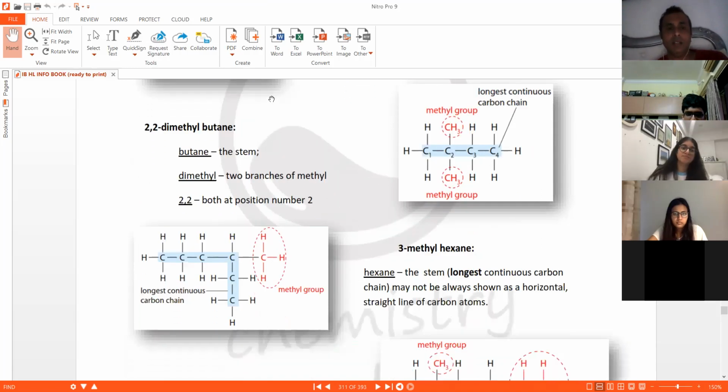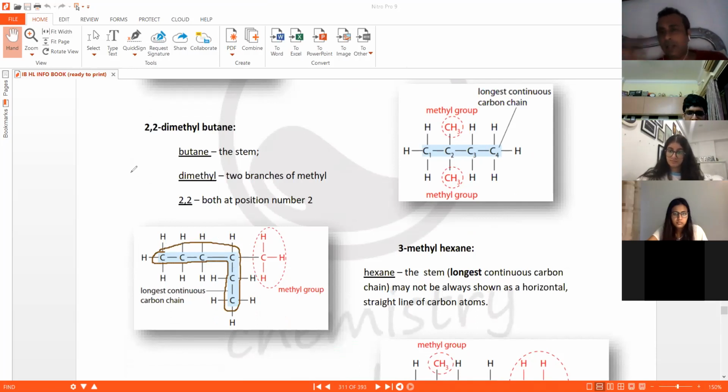3-methyl hexane. Now here I will take the carbon chain as this 1, 2, 3, 4, and I will not include this because here it is only 4. But instead of that, if I go below, then I will get a longer chain. 1, 2, 3, 4, 5, and 6. So this is the longest chain, 6 carbon atoms.